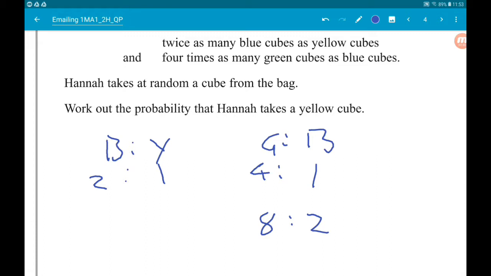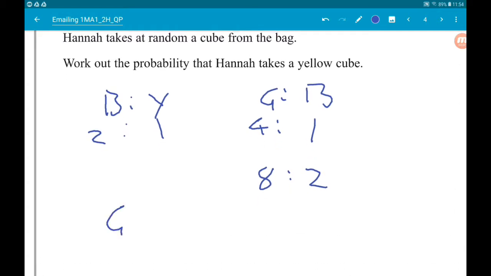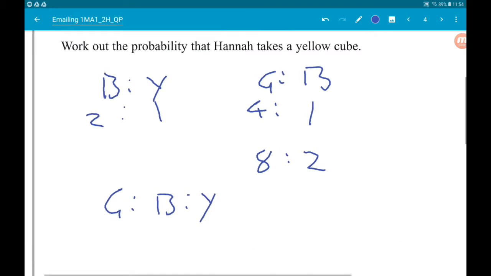So, because now both ratios have 2 blue in them, that's essentially saying that if we have 2 blue cubes, we're going to have 1 yellow cube, and if we have 2 blue cubes, we are going to have 8 green cubes. So, we can now stick this all in one ratio, so let's go green to blue to yellow. So, that's 8 to 2 to 1.